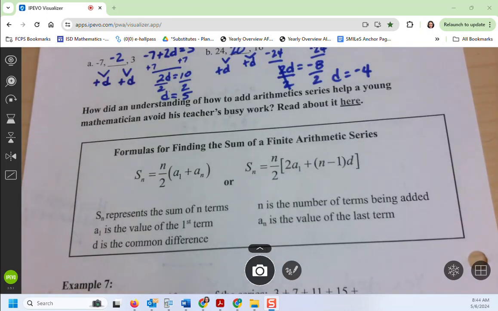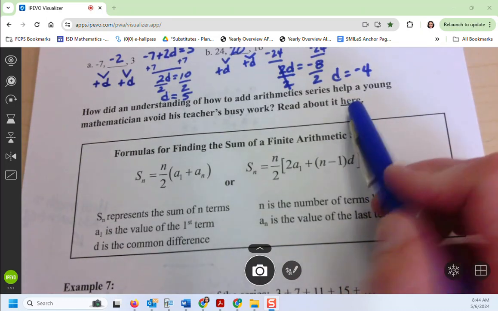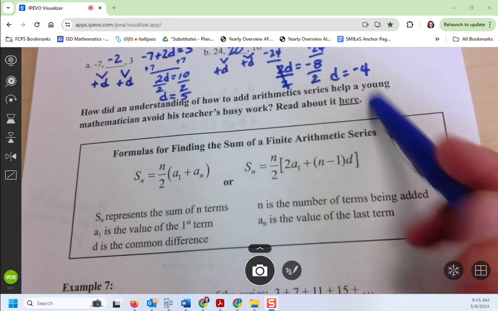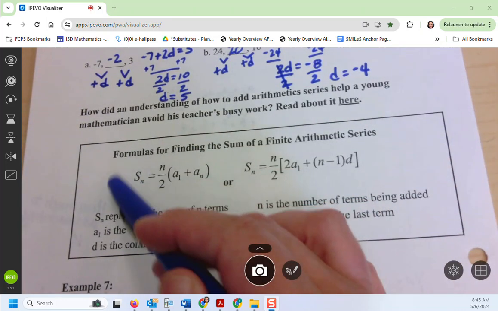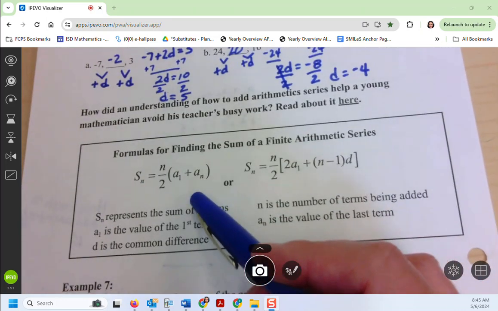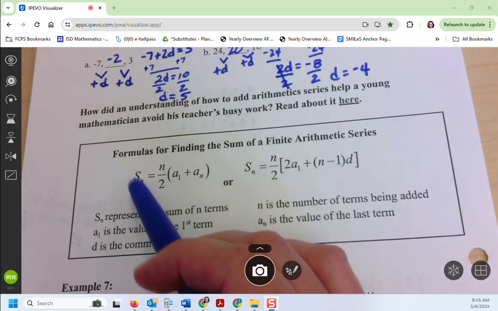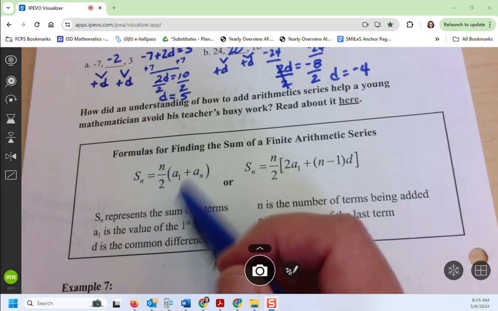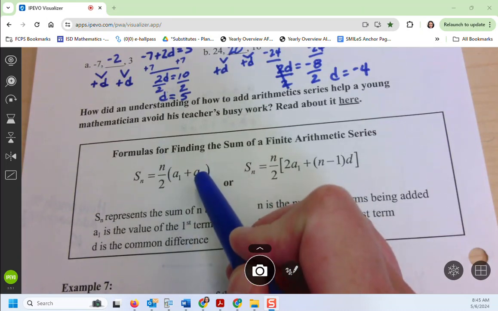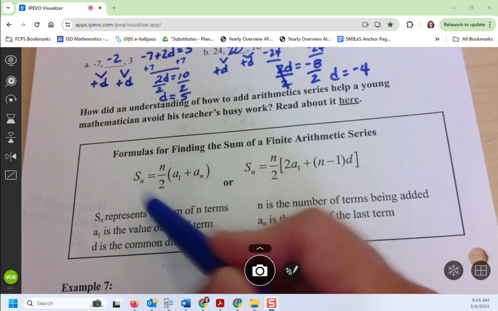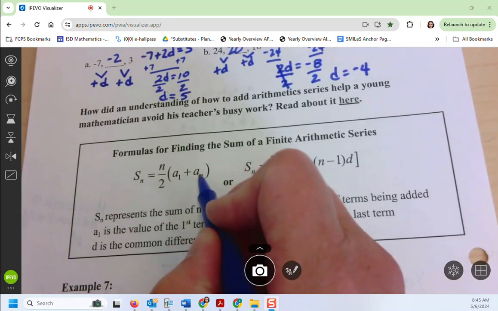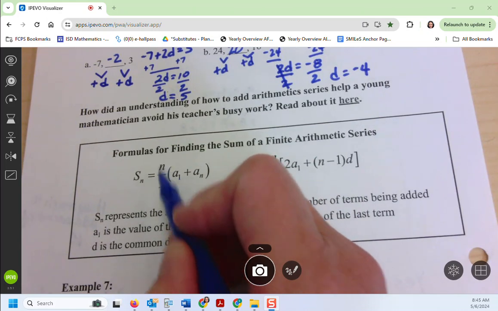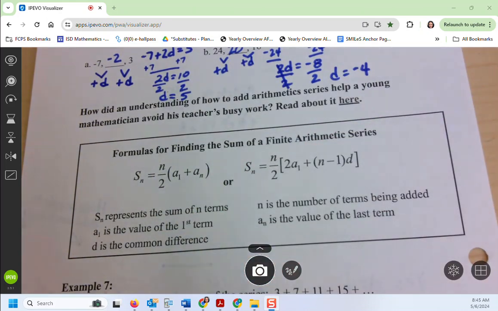All right, so for the people who were not in class, I do recommend that they click on the link that will be in Schoology here to read about how Carl Friedrich Gauss added these numbers from 1 to 100. And the formula that he came up with was this one here. So S is sum. So if you're trying to find the sum of the numbers, then you can add the first number and the last number, and multiply it by half the number of numbers. So adding the numbers from 1 to 100 would be 1 plus 100, and then 100 over 2 gives you 50. You multiply it by 50.